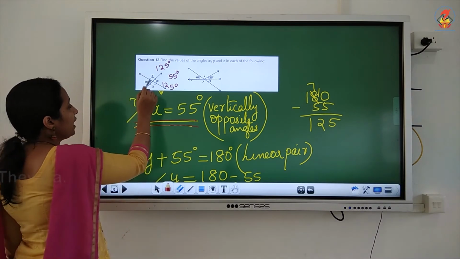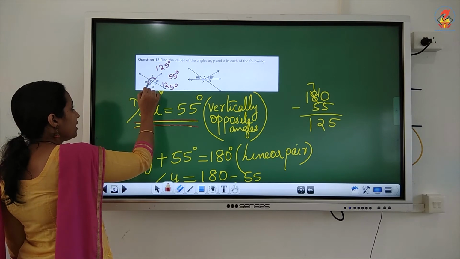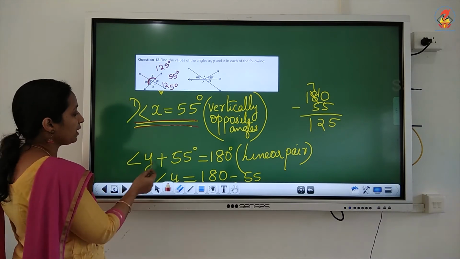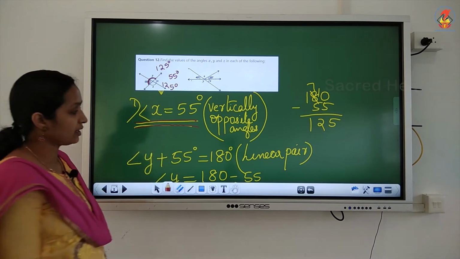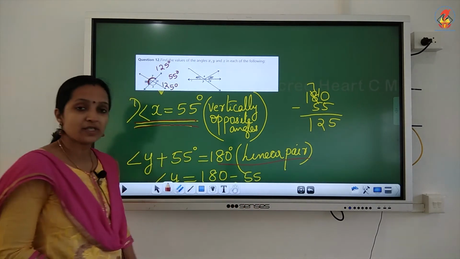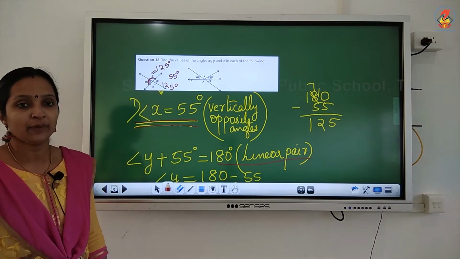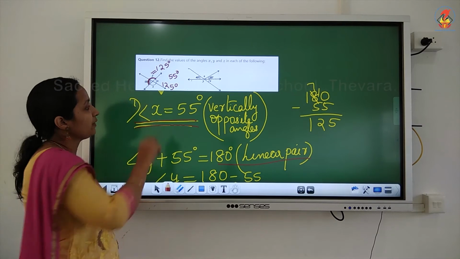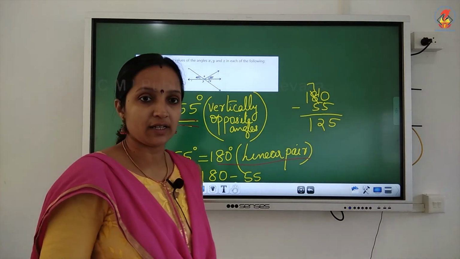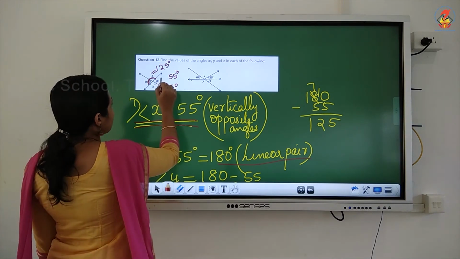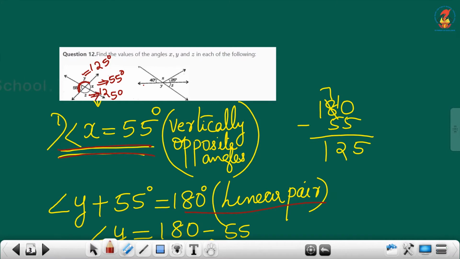And we know that y and 55 are angles standing in a straight line and they are adjacent angles also. So y plus 55 is equal to 180 degree. What is the reason? Linear pair. By the transposing method, y is equal to 125 degree. Now, we know that y and z are vertically opposite angles, so if y is 125 degree, z is 125 itself. So this is x and this is z. Okay children, this problem is clear. Okay, now move to the next question.